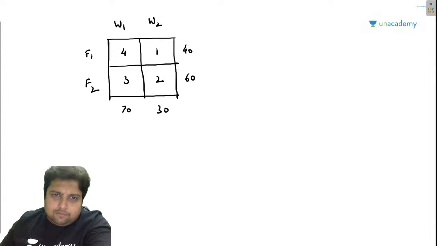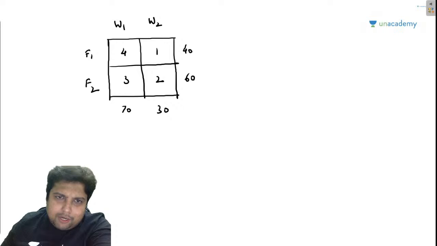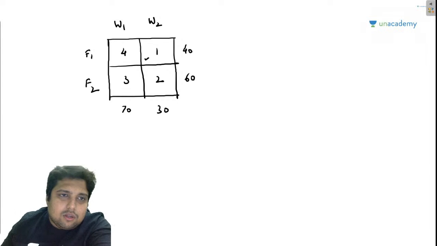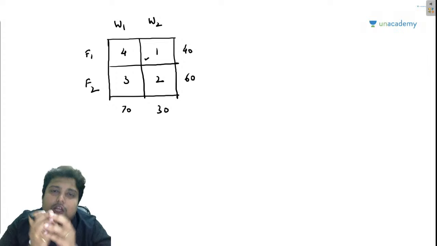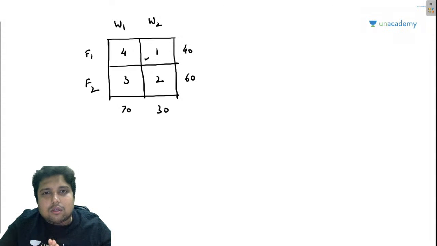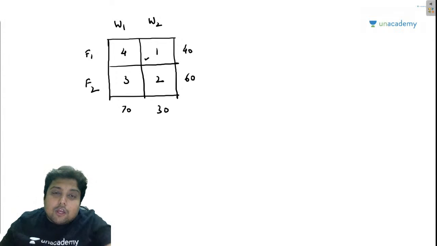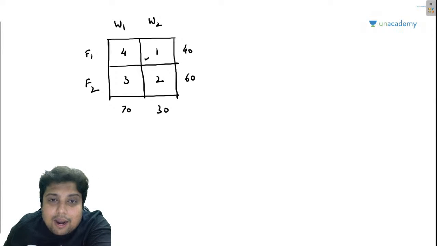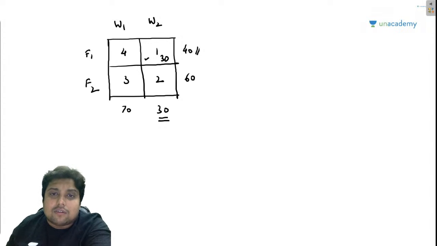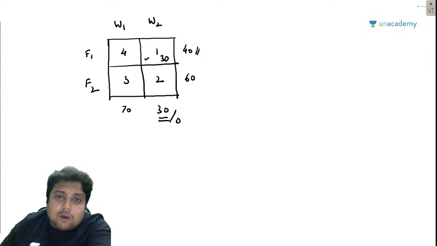So out of all these routes, from factory 1 to W1, factory 1 to warehouse 2, factory 2 to warehouse 1, factory 2 to warehouse 2, the minimum transportation cost is at this cell, from factory 1 to warehouse 2. That is the cheapest. The objective is to minimize the transportation cost, so I will move towards the route where the cost is minimum. It is asking for 30 units and I can supply 40, so I will give it the entire 30 units. This becomes 0.